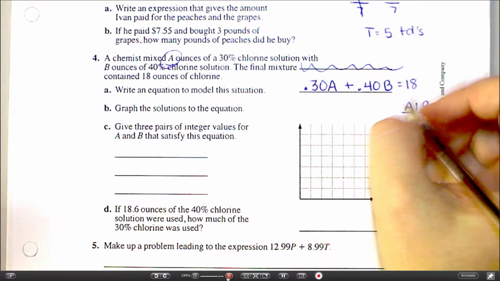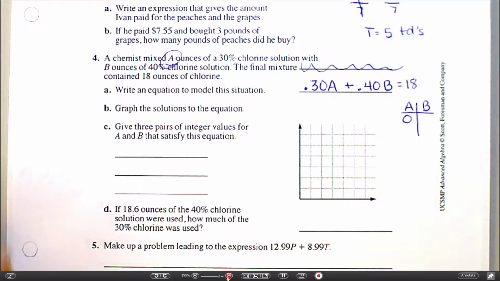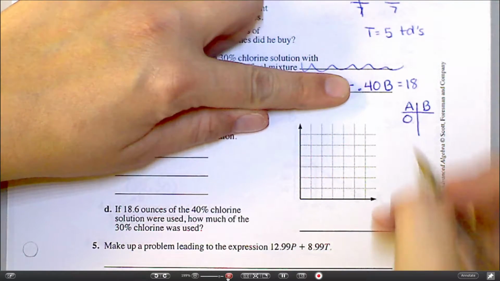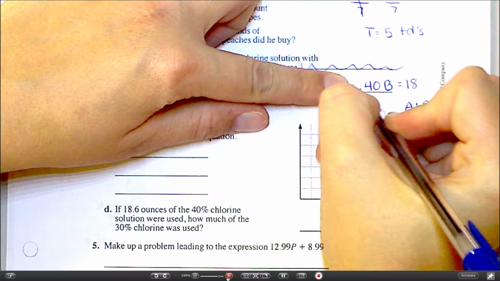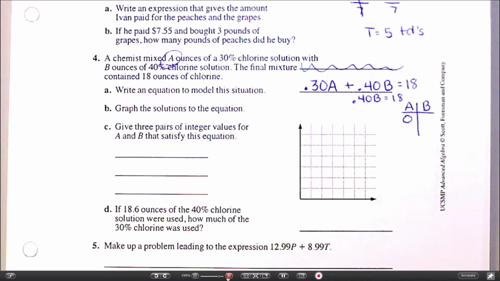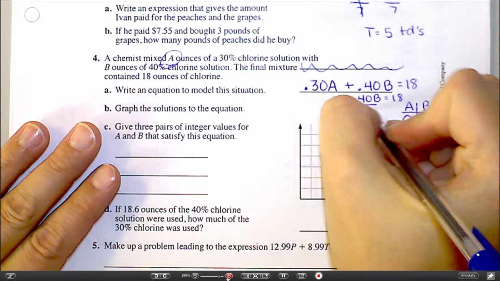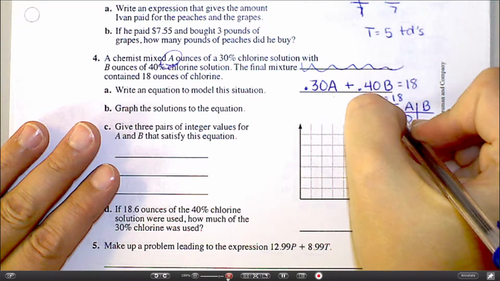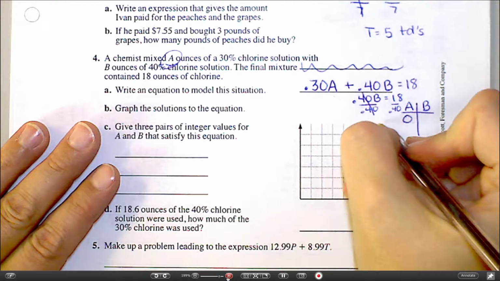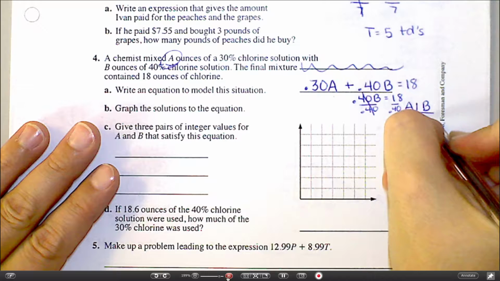So if I put a 0 in for A, that means I'm going to put a 0 there, and I'm going to be left with 0.40B equals 18. What would I do to solve that for B? Divide. So let's divide by 0.40. Divide by 0.40. And I think you get 45. Is that right? Check that for me.